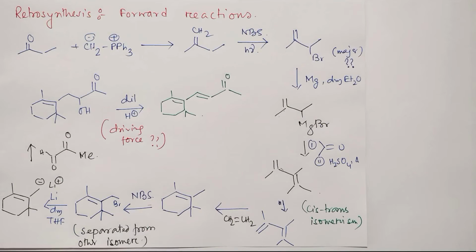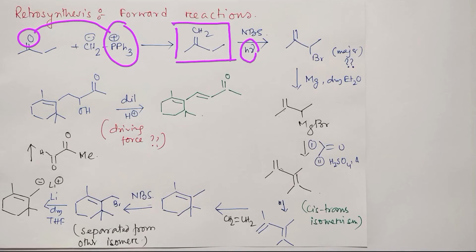So let's learn the forward steps of the reaction. We know that this oxygen will be taken by this phosphonium group, and this Wittig reaction will result in this alkene. By the way, I have already uploaded lectures about the Wittig reaction. You may go through the lecture for better understanding. Now after that, NBS in presence of H nu, what does it do? It does allylic halogenation.